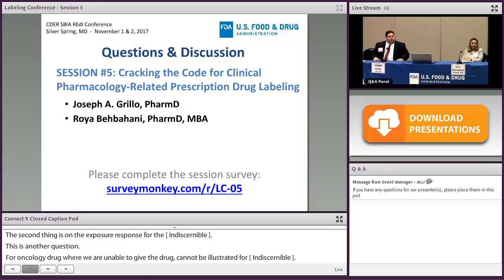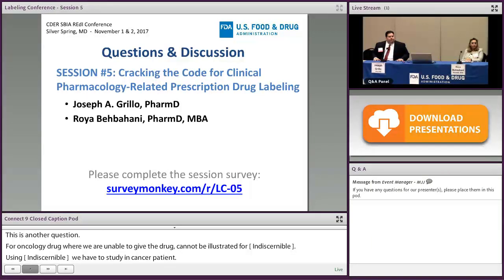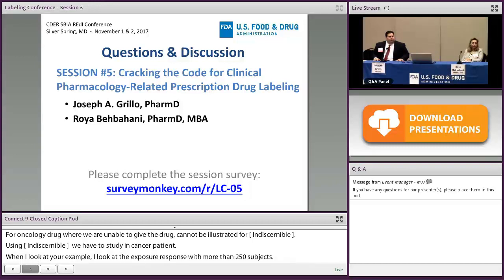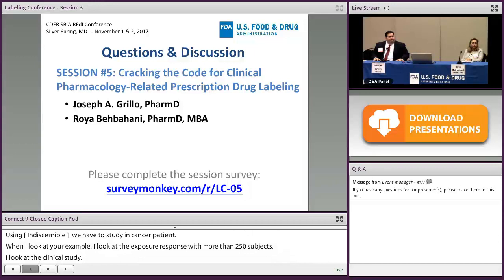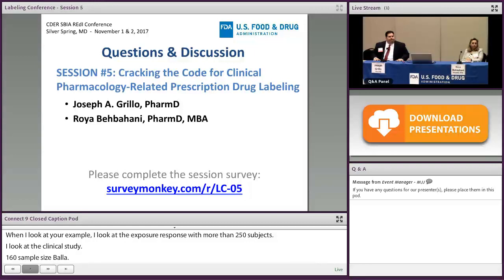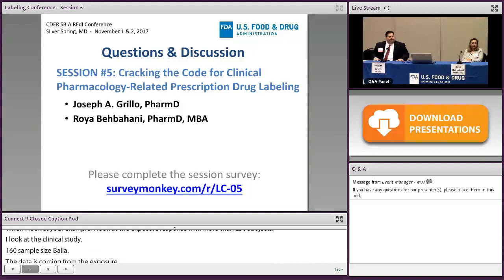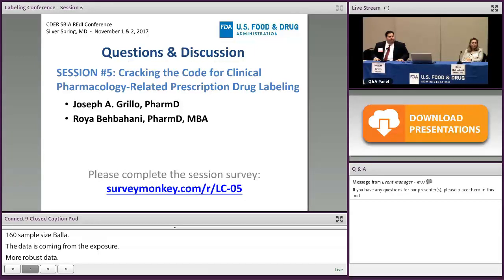So when I look at your example, I look at the exposure response, more than 250 subjects. I look at the clinical study, 160. So there's a sample size imbalance. The data coming from the exposure response is a more robust data set, and it also shows that the 90% confidence interval on the upper bound is about 4 milliseconds. So the reviewer said, okay, I need to use the clinical data.